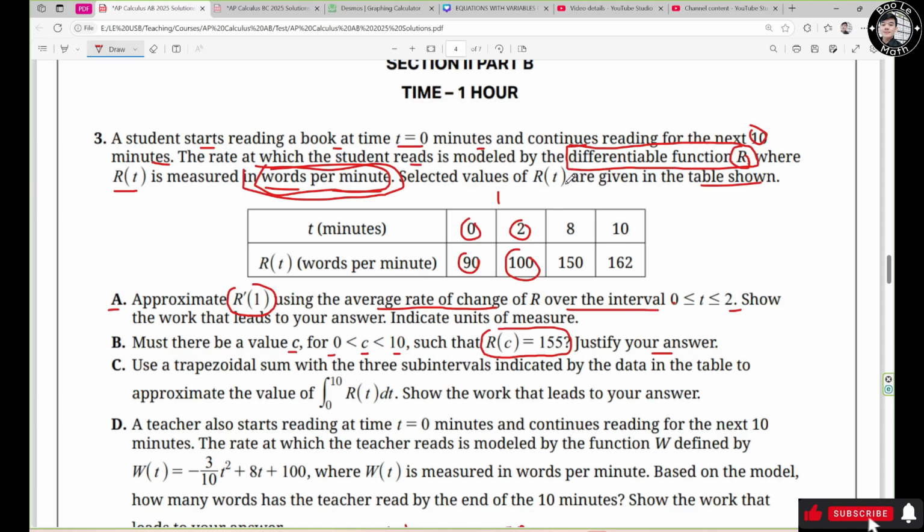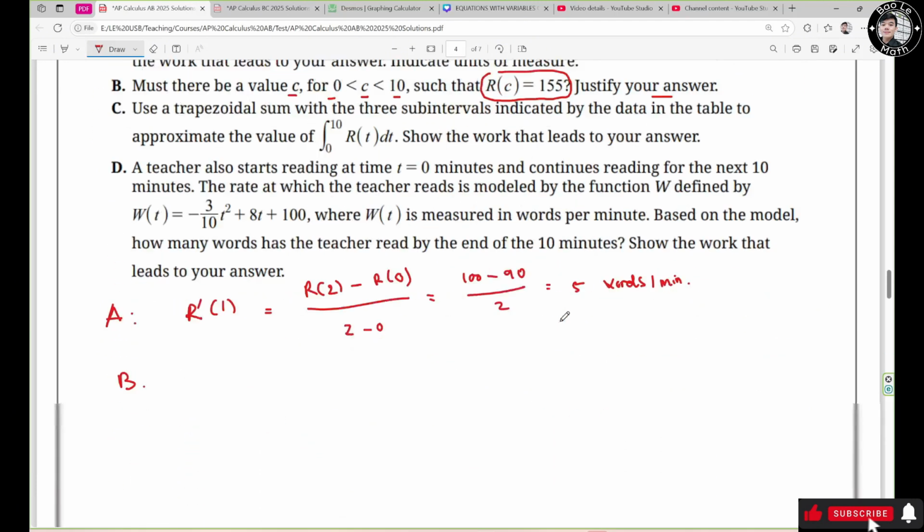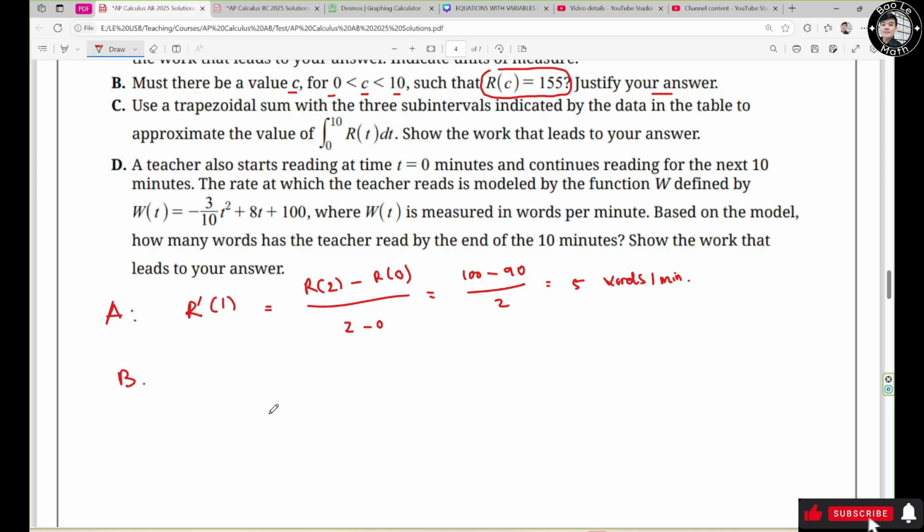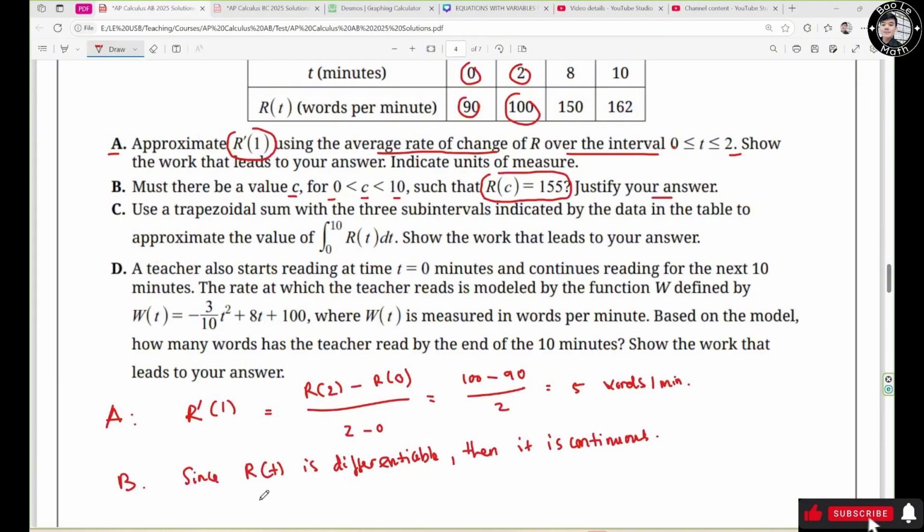If the function is continuous, it's not necessarily differentiable, so be careful. You need to say, since the function R is differentiable, then it is continuous. Now we're going to check R of 0 and R of 10.